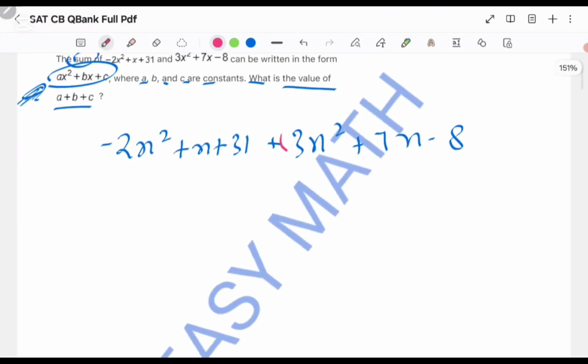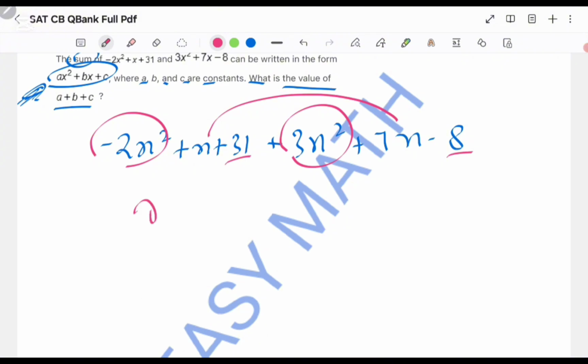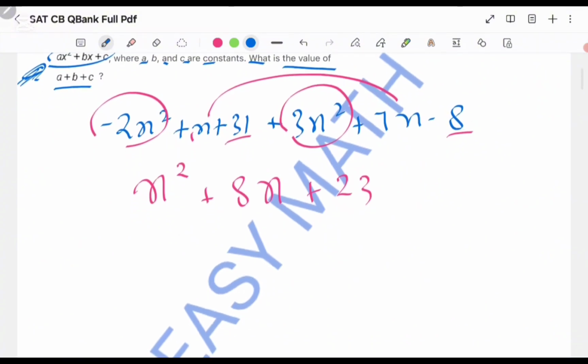We're going to keep in mind that we only do this with the like terms. So we have the negative 2x squared and positive 3x squared, we have the x and 7x, and we have the positive 31 with the negative 8. So if we say negative 2 plus 3, we're left with x squared only. We have 7 plus 1 here, so we're going to have 8x, and 31 minus 8 is going to be plus 23. So this is the standard form of the quadratic function.